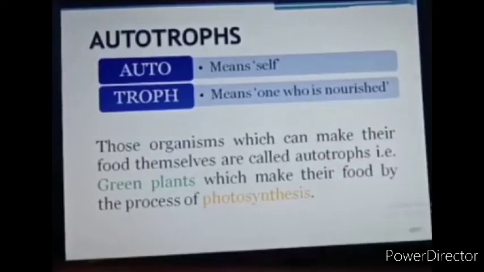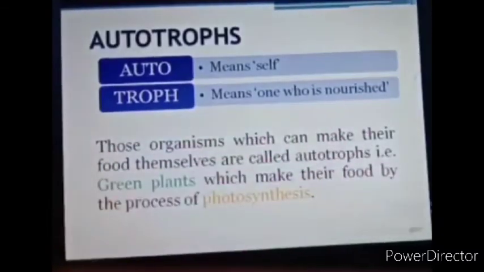Now our next topic is autotrophs. Autotrophs comprises two words, auto and troph. Auto means self and troph means one who is nourished. So from these two words we can derive the definition of autotrophs: the organisms which are nourished by themselves are known as autotrophs. The definition of autotrophs is those organisms which can make their food themselves.